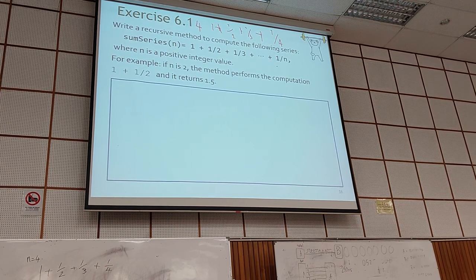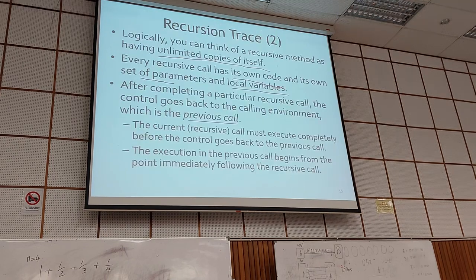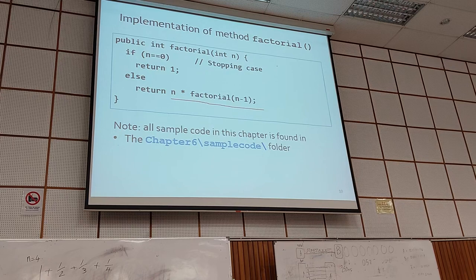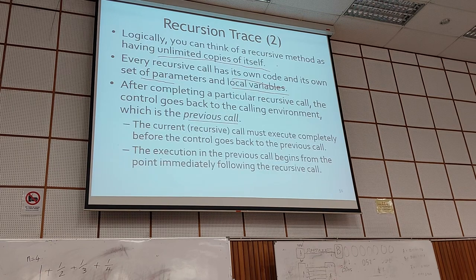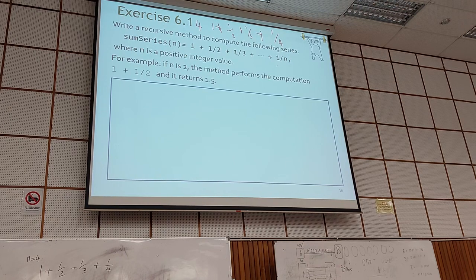Alright, recursive call. What is the name of this method? Sum series. Okay? So my recursive call, how do I write? Maybe I can say public sum series, input n. Parameters will be n. What is my stopping case? Okay, we have to determine the stopping case. Where do we stop? How do we stop this? Any idea?